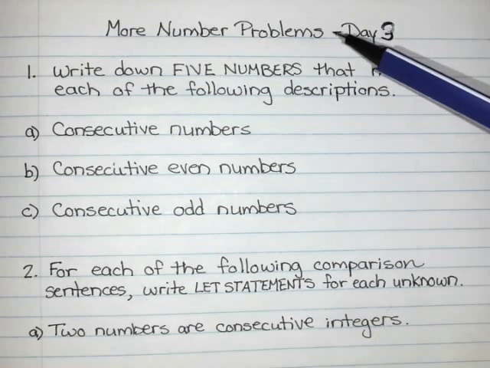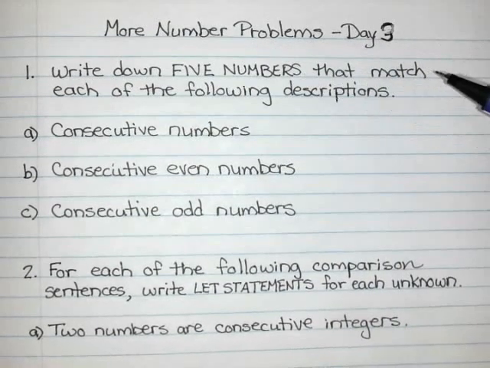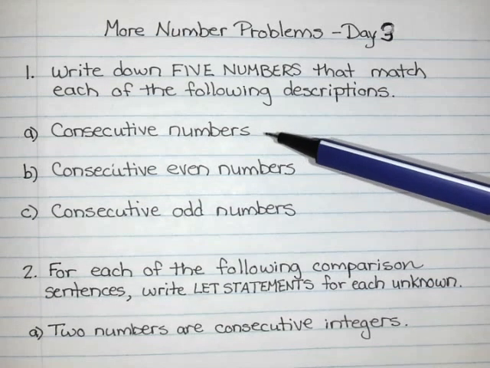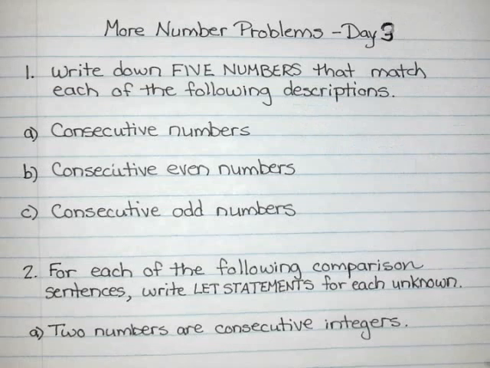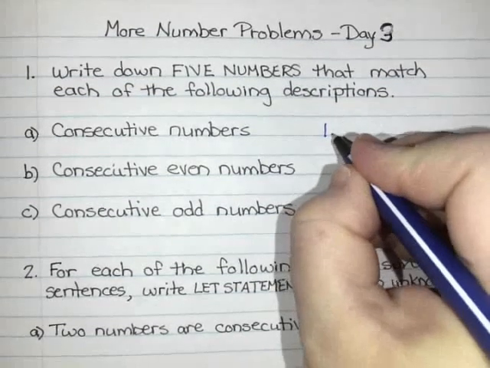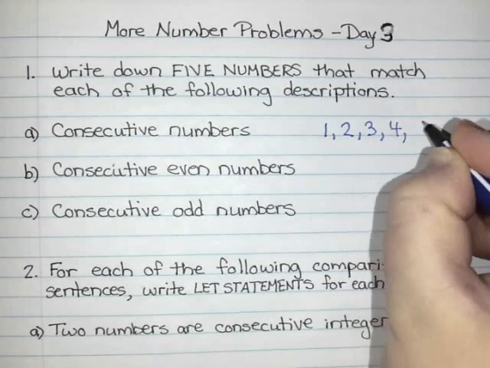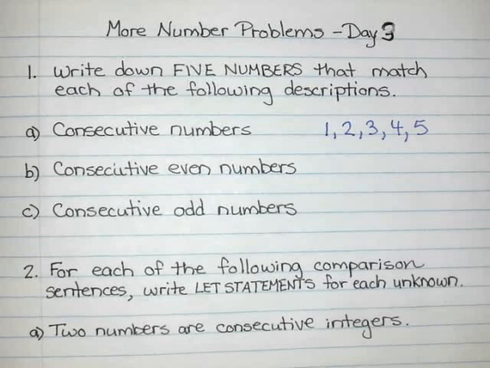More number problems. Our question says, write down 5 numbers that match each of the following descriptions. And our first description says consecutive numbers. So consecutive means in a row. So consecutive numbers are numbers that are in a row. So those would be numbers like 1, 2, 3, 4, and 5, right? So we're looking at numbers that are in a row.